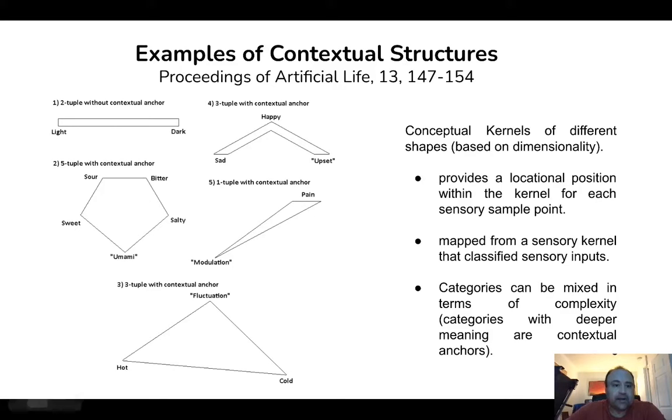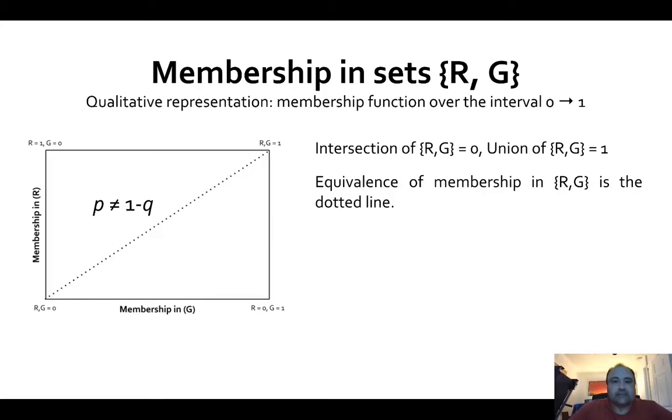We have a 5 tuple, which is 5 different dimensions here, which all have sort of the attributes of taste or gustation. And we have this 3 tuple with a contextual anchor. So this is a binary opposition with fluctuation as a concept that operates independently of hot and cold. And so we can do all of these. We can mix these in different ways.